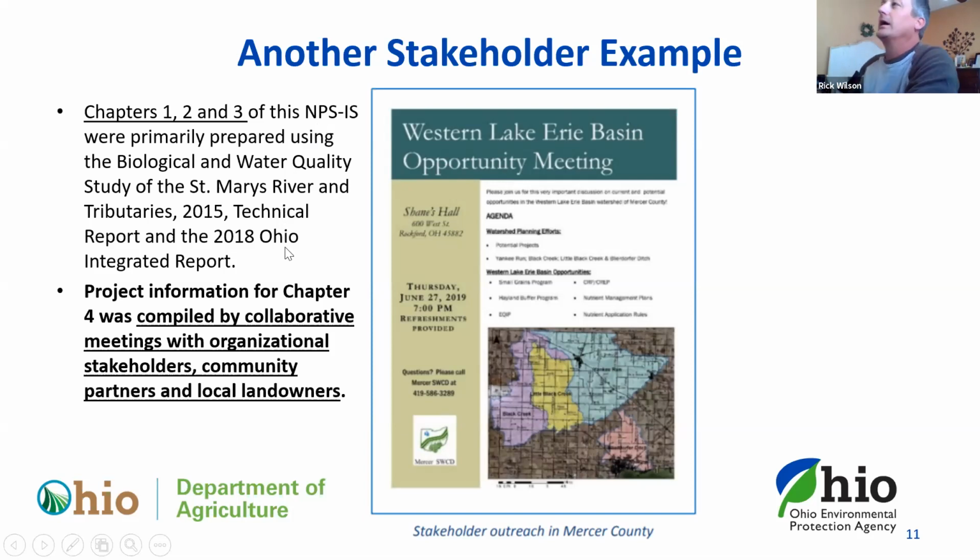In the 9-element plan there, it actually goes into saying chapters 1, 2, and 3 were prepared using all the available information in the technical reports, but chapter 4 was compiled by the collaborative meetings. And that's a key point: when it came to developing projects according to goals and objectives, the collaborative meetings were the most important part. So make sure that that's represented well.